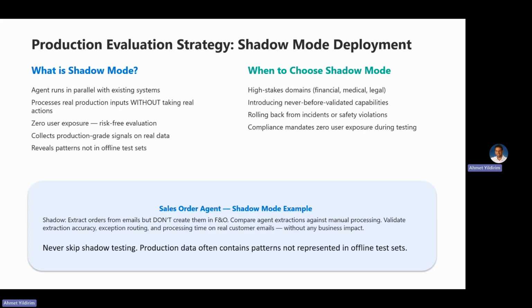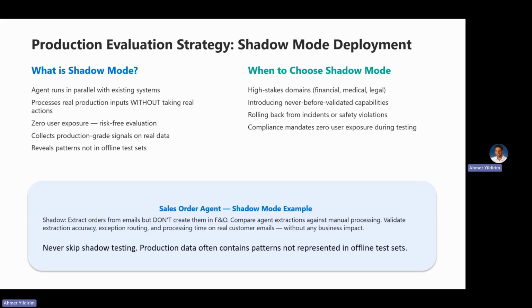In our sales order agent example, shadow mode means extracting orders from emails but not creating them in FNO. Afterwards, you compare the agent's extractions against manual processing to validate accuracy, exception routing, and processing time on real customer emails without any business impact. As a side note, shadow mode is also the right call for model swaps, like GPT-4 to GPT-4.1, and embedding model upgrades, not just for new agents. You can run shadow mode on a sample subset of production traffic if cost is a concern.